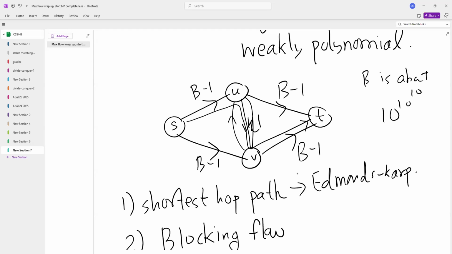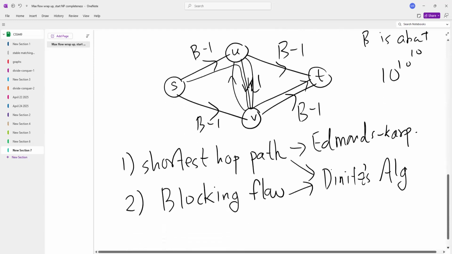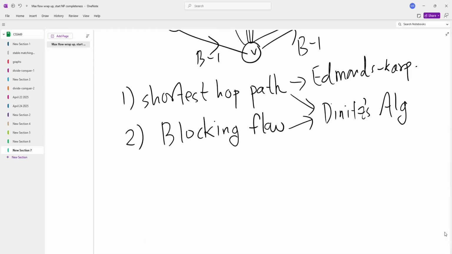For that reason, we'll look at it intuitively and not prove it rigorously. It's a difficult proof to do, so I won't cover it in much detail. And the other idea is what is known as a blocking flow. Okay, and this uses the shortest path, and this is what is used in Dinic's algorithm. That's the algorithm that you are doing in your assignment.